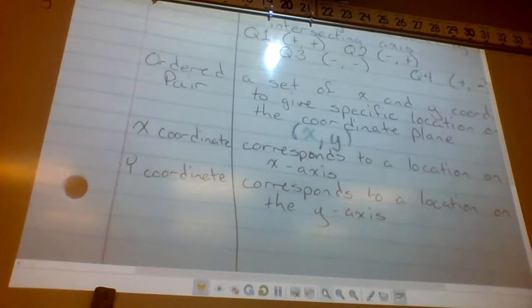Alright. Notice, how many quadrants does this one show? 4. This shows 4 quadrants. Wait. All 4 quadrants? No, time out. Hold on. You're misunderstanding my question.